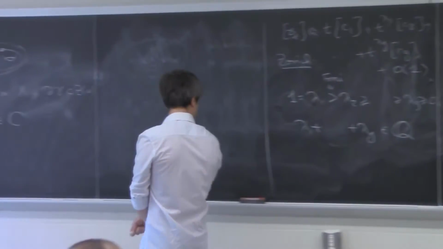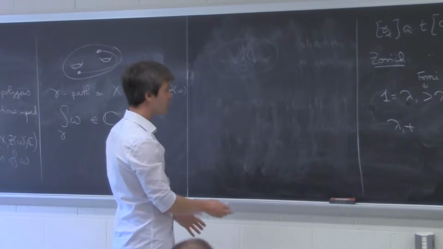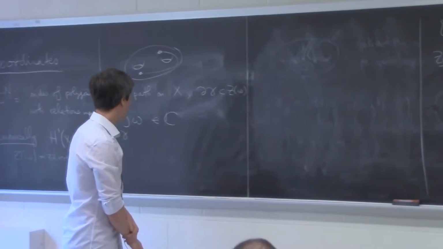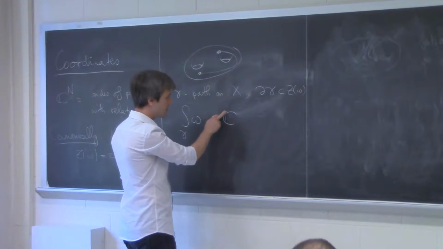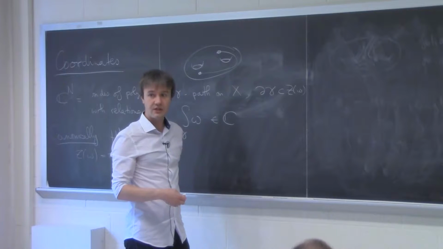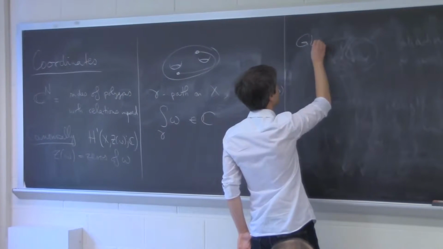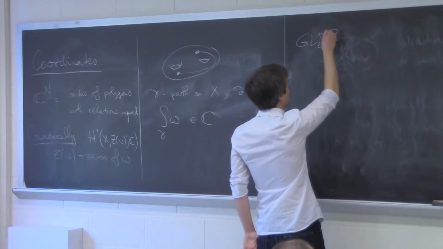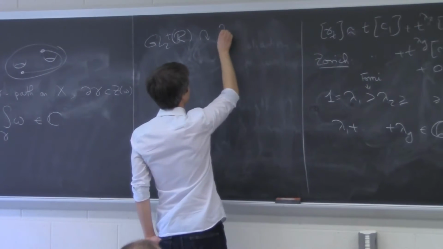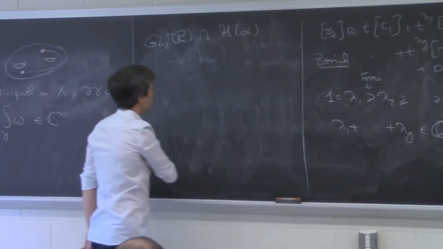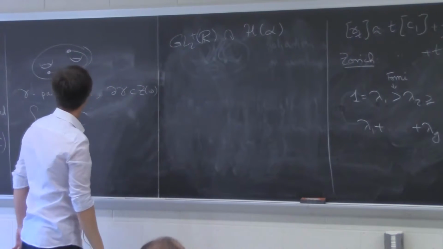So we have the space with these two descriptions, and the way it connects with the examples I started talking about at the beginning is via this action of a group. So you have this action of GL2R, which acts on this space H alpha. So how does GL2R act on this space?